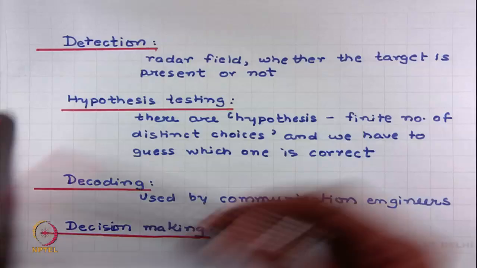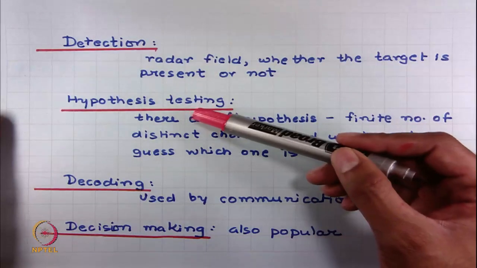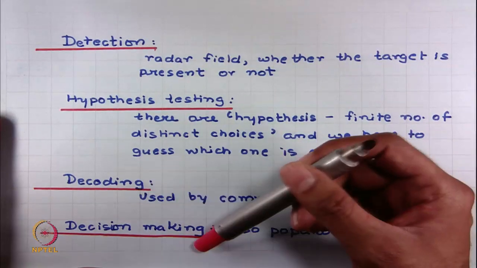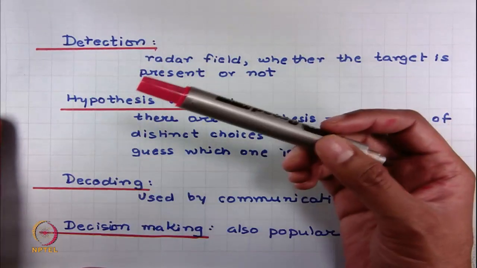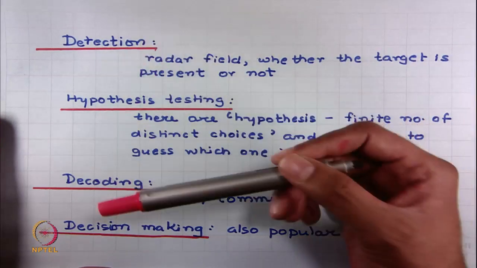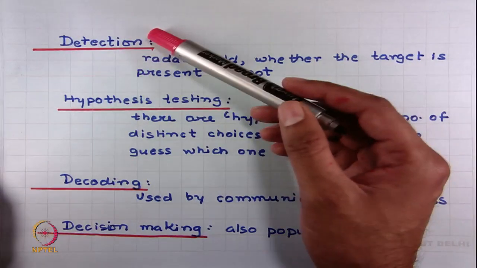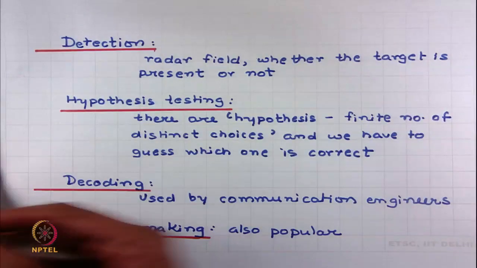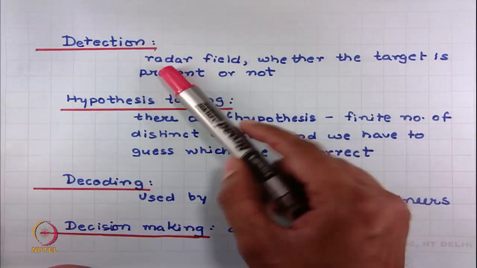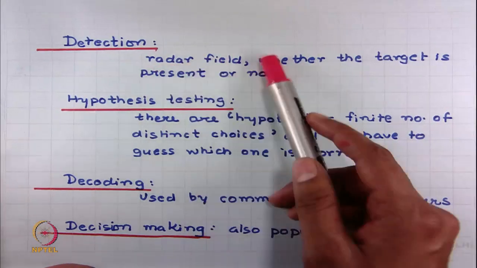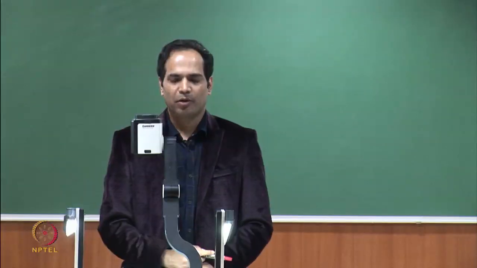Let us look at some synonyms of detection. We use other words like hypothesis testing, decoding, and decision making for detection, and we will also use them interchangeably because they mean one and the same thing. Let us look at some history and the context of these words. For example, the word detection is influenced by radar theory. In radar, the main objective is to identify whether the target is present or not.